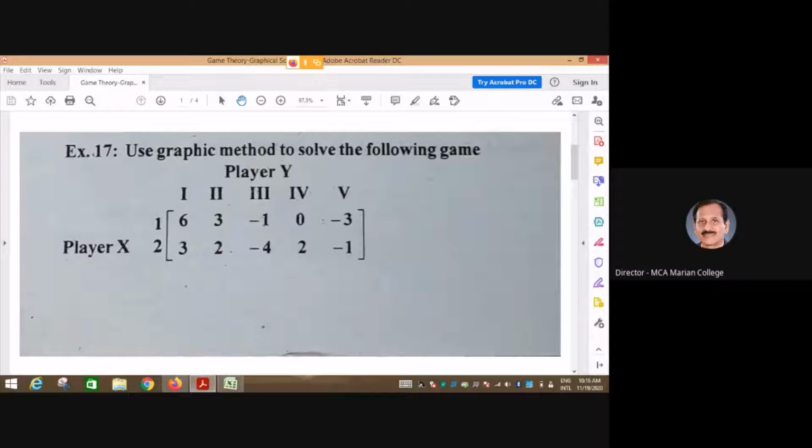Similarly, player Y will choose strategy 1 with a probability. So that probability we have to calculate. We have to find that probability also. And what we are doing here is, we will draw lines representing the strategies of player X and the strategies of player Y.